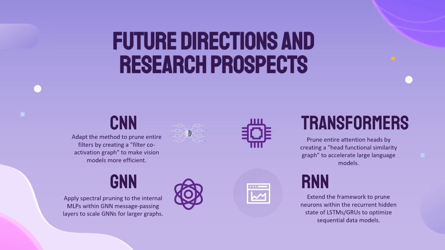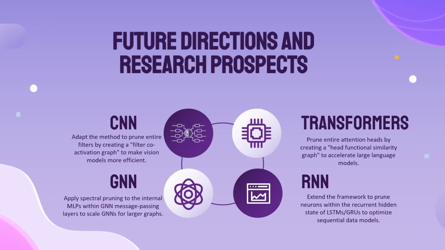Okay, now I will be talking about the future directions. There is still a lot more to explore. For example, in CNNs we could prune filters instead of just edges, and in graph neural networks, apply it to internal message passing layers. For RNNs and LSTMs, we can prune redundant neurons. And for transformers, we can even prune under-used attention heads. So the same spectral idea could help streamline almost any deep learning model.